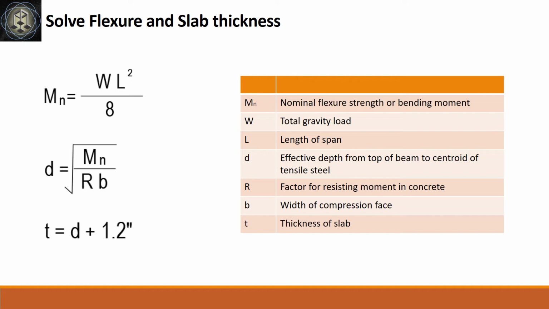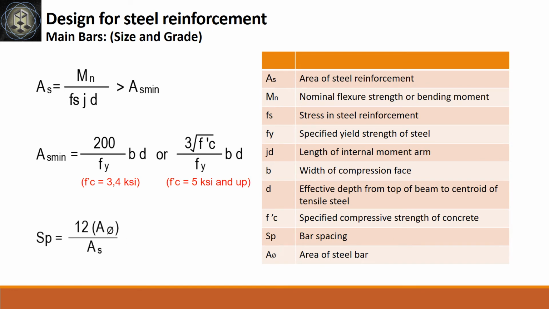Based on the input parameters, balance section properties, and the total design load, we can now solve for M, the flexural strength or bending moment, d, the effective depth of the slab section, and t, the slab thickness. After getting the moment and the slab thickness, we can now solve for the area of steel reinforcement required and its equivalent bar spacing for our main bars.